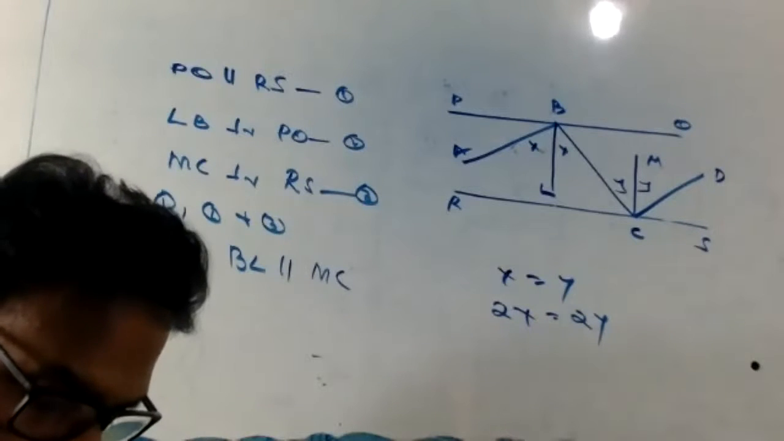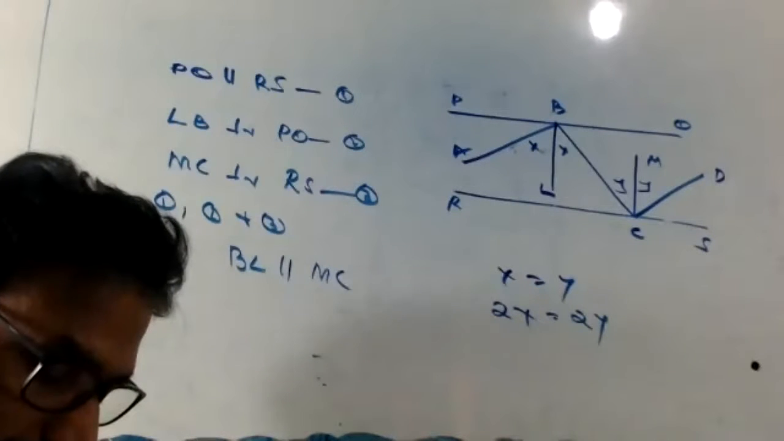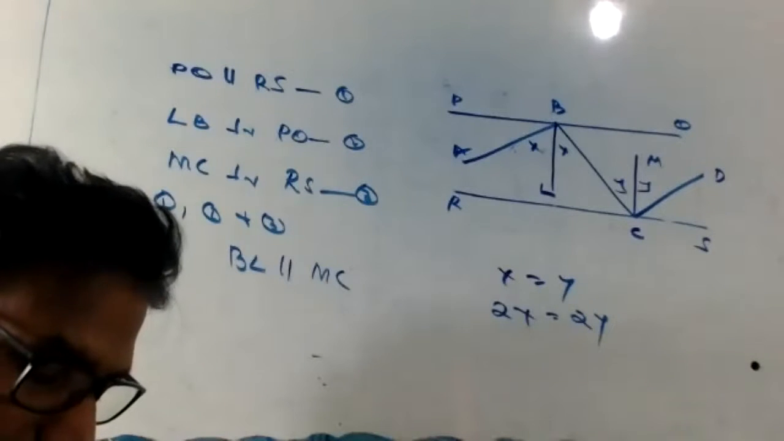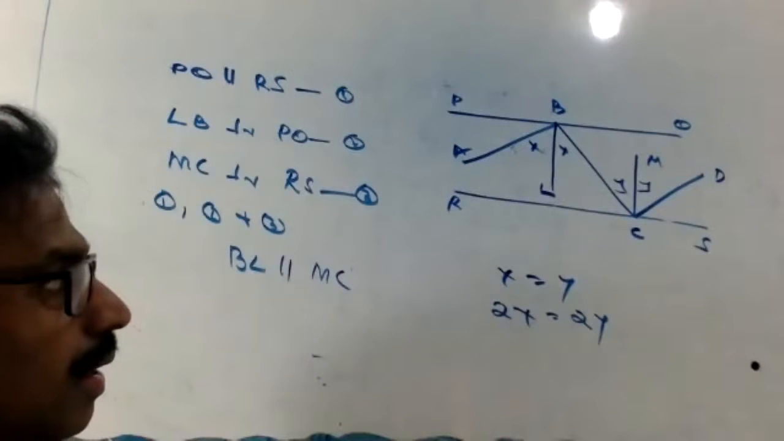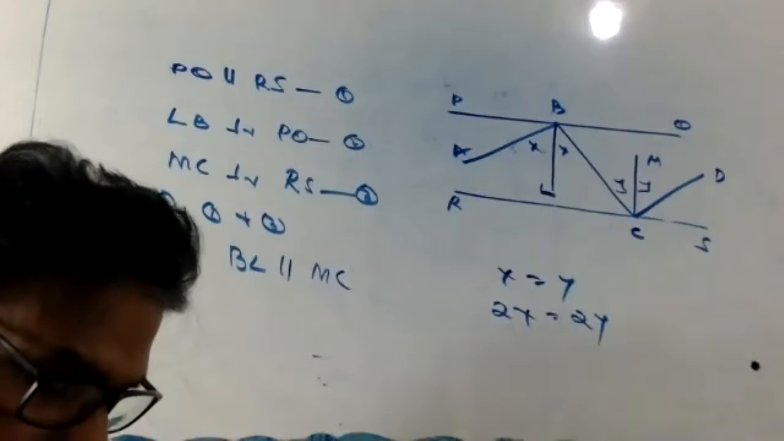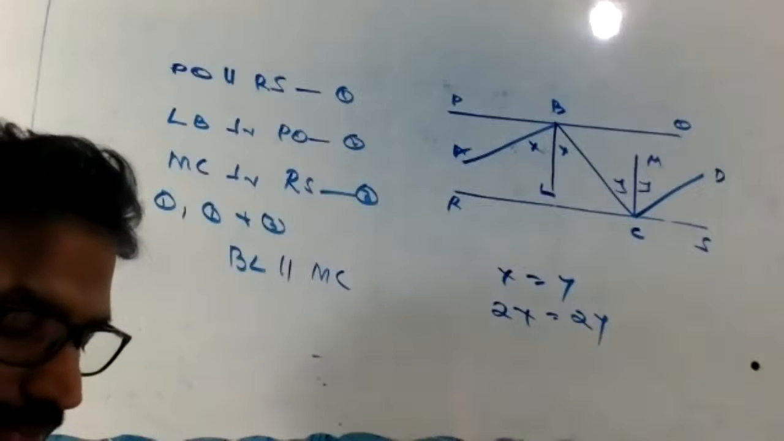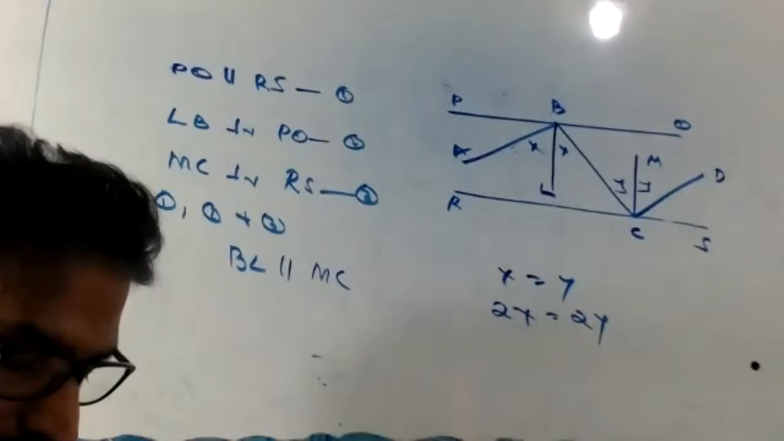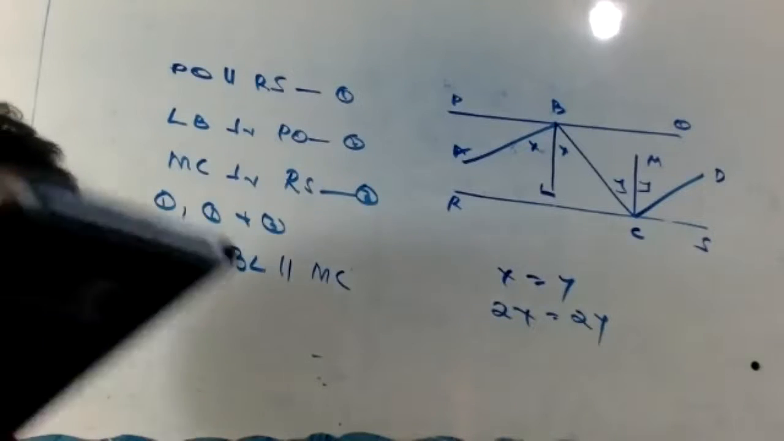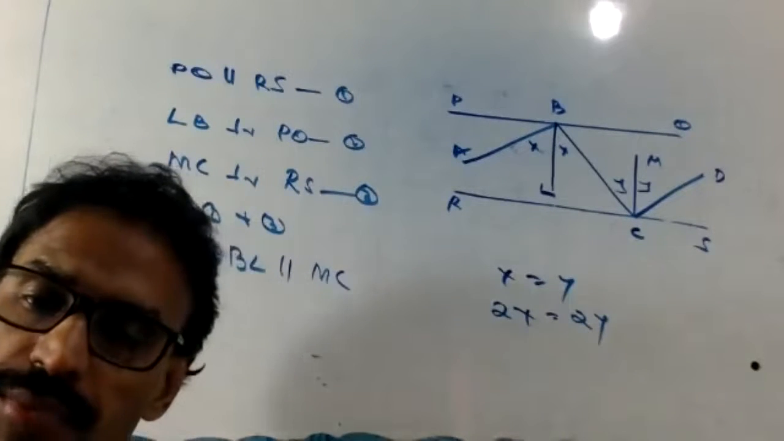Number three. From 1, 2, and 3 we get BL parallel to MC. Okay. Then after that, up to here, okay now? Hello, everyone, okay up to here or not?